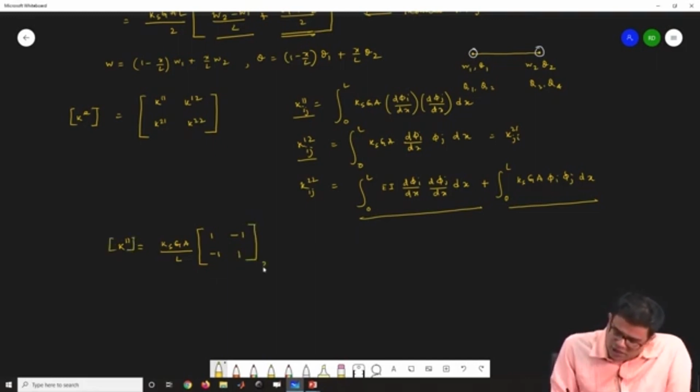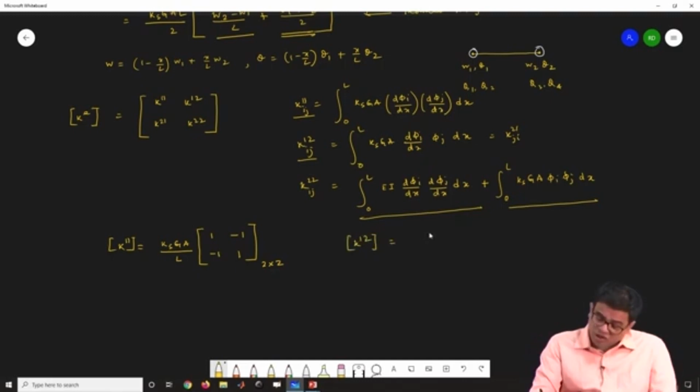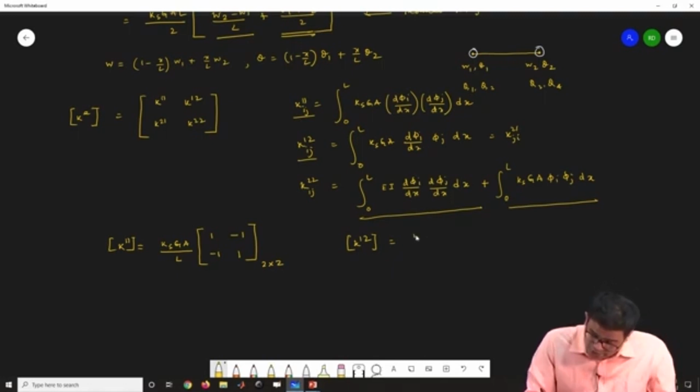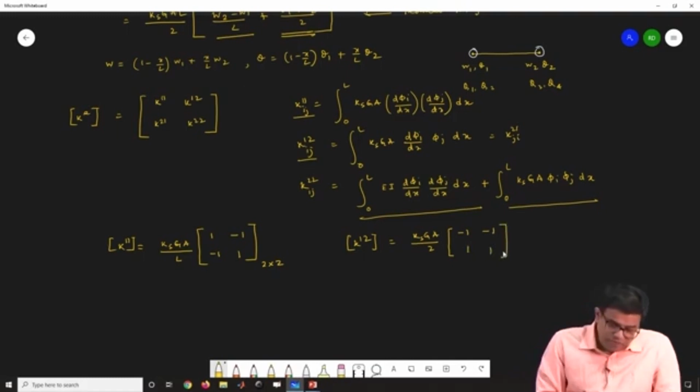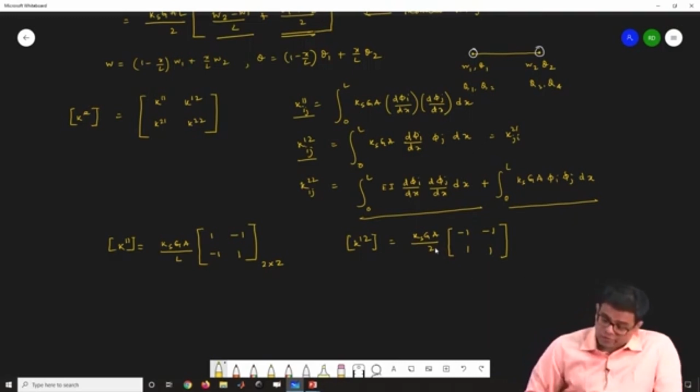You see this submatrix is a 2 cross 2 matrix. Now K12 also we can integrate. That is Ks G A by 2, so it is fully integrated. It has nothing to do with the reduced integration. So this is minus 1, minus 1, 1, 1. So this is my K12, and similarly K21 is the transpose of this.